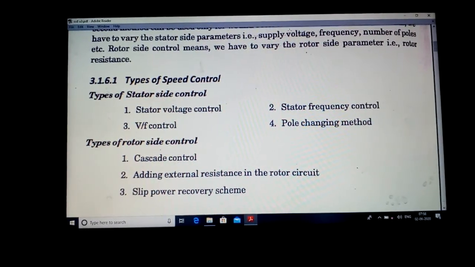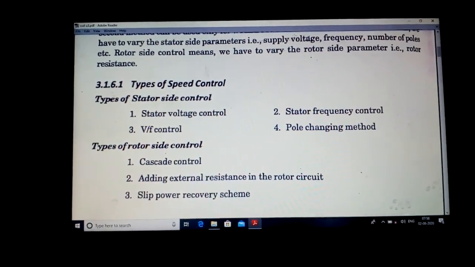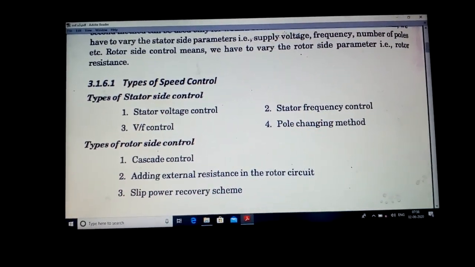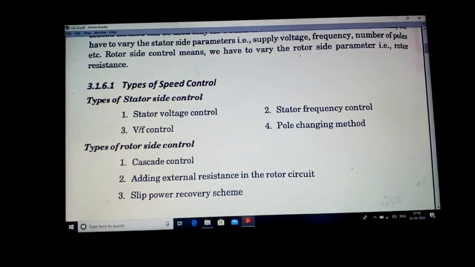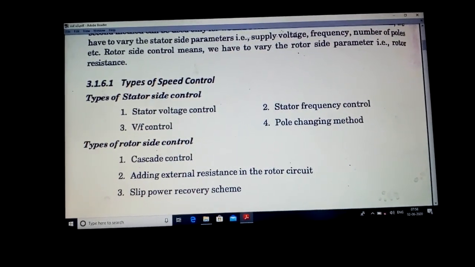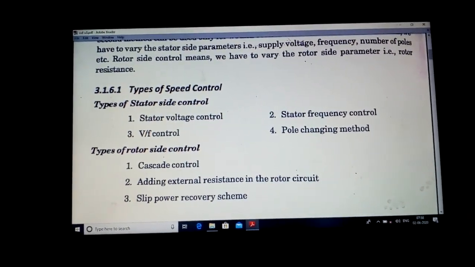Then, types of rotor side control. First one is cascade control method. Second one is additional external resistance in the rotor circuit. Third one is slip power recovery scheme.